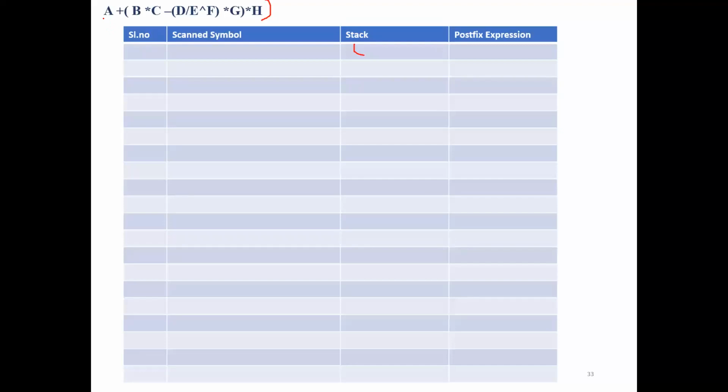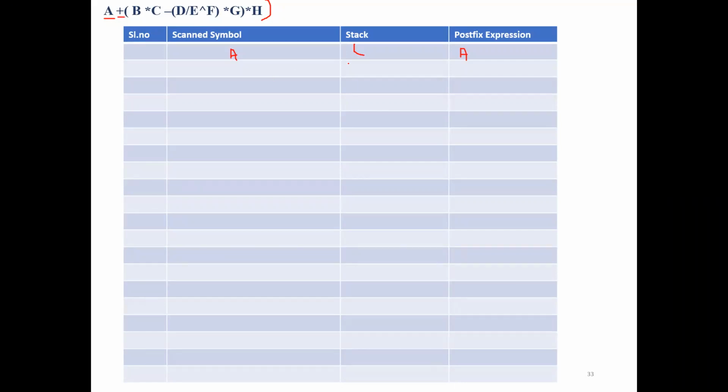We will start scanning the infix expression from the left. First, we scan the symbol A. What is A? A is an operand, so as it is an operand, we print it onto the display. The next symbol scanned is plus, right? Javid, can you tell me? Yes, addition ma'am.